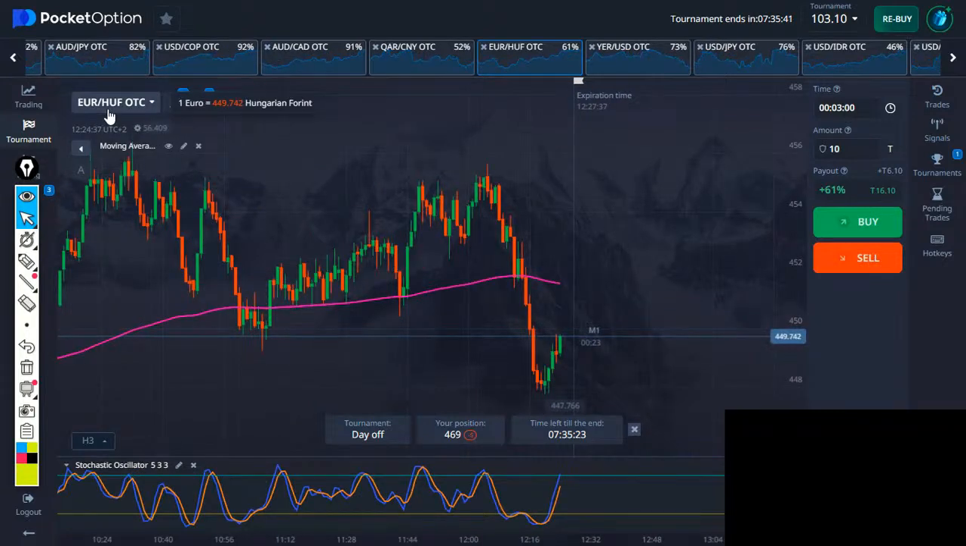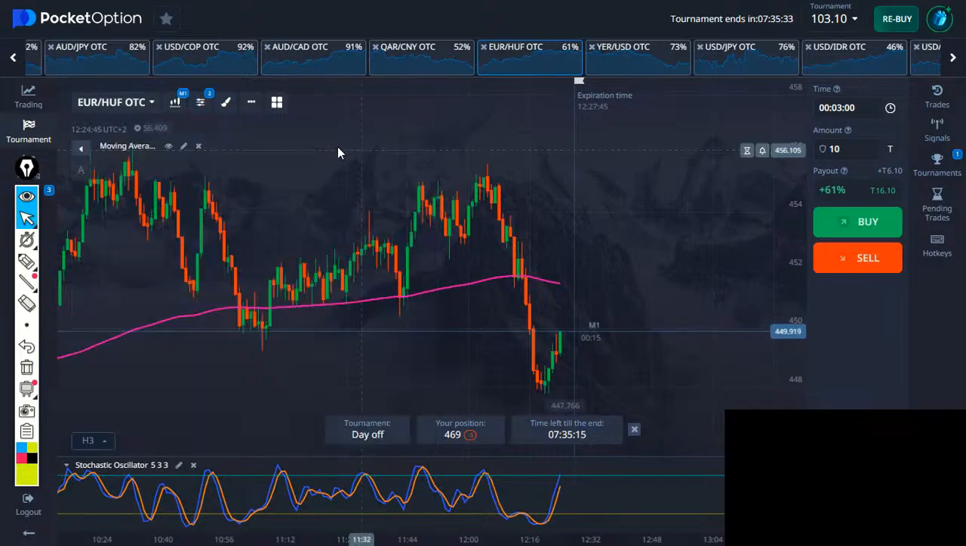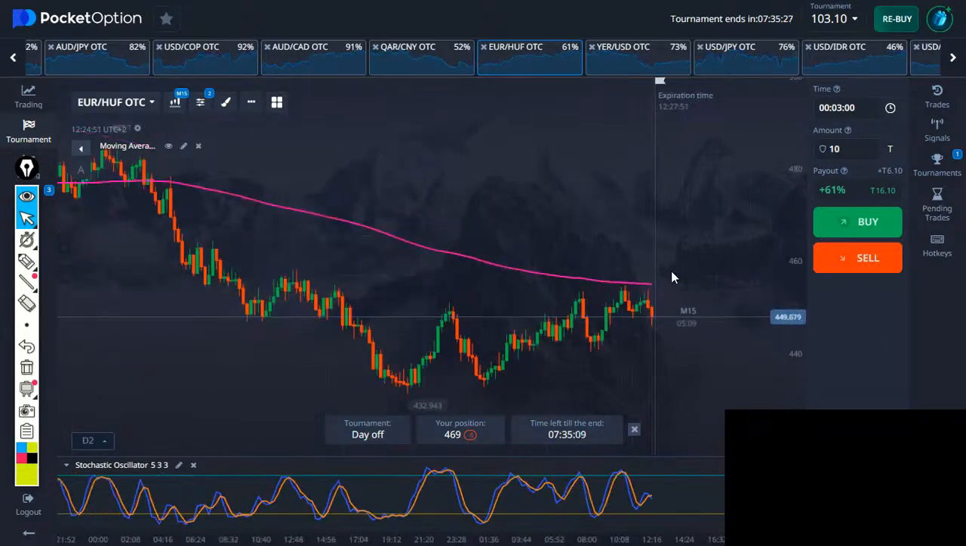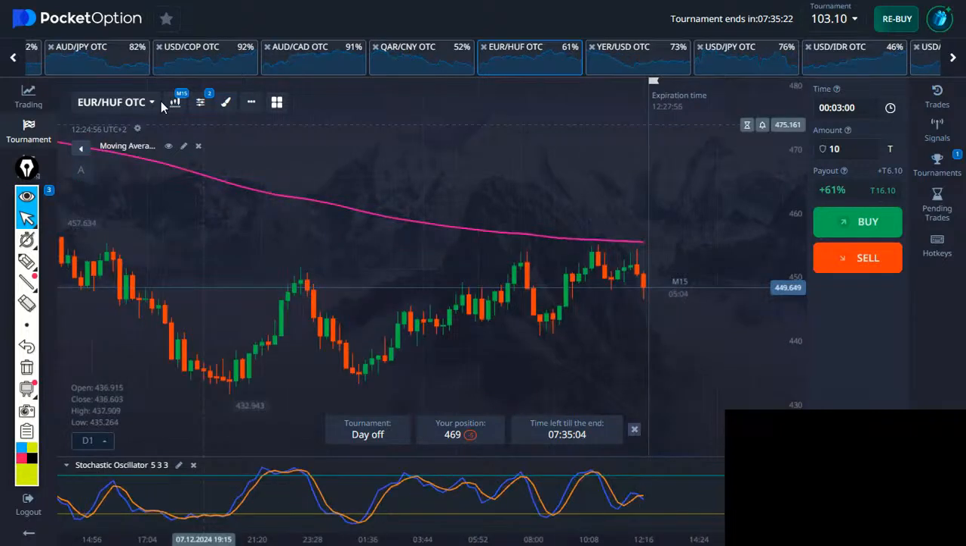The Euro HUF OTC is usually very volatile. I almost always avoid it. However, in this case, let me check the high time frame to see what's the overall trend. Okay, it's making higher highs. Let me see on the 1 hour.